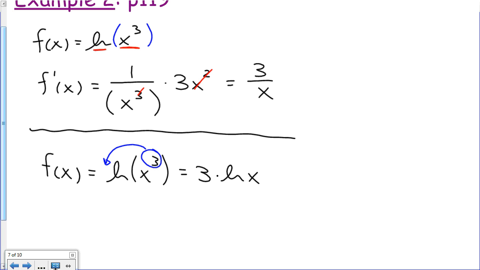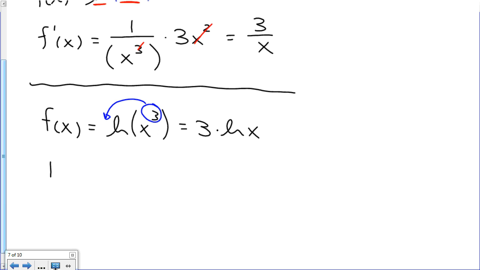And now it's a constant times a function is all I have here. So I can take the derivative of that without having to use chain rule. Derivative of a constant times a function is the constant times the derivative of the function, and derivative of natural log of x is 1 over x. We get 3 times 1 over x, or if you want to put the 3 in the numerator, we get 3 over x. Notice that's the same result we got earlier.